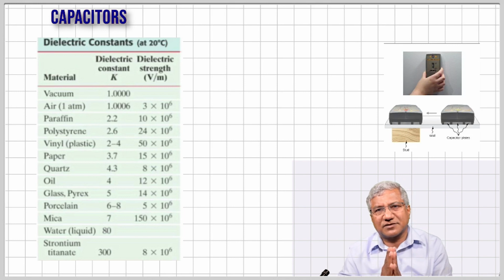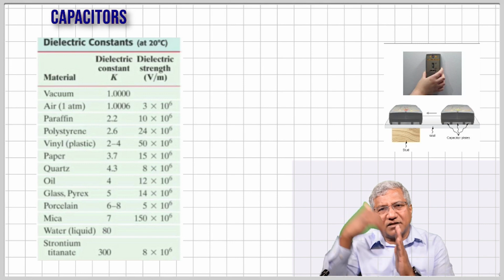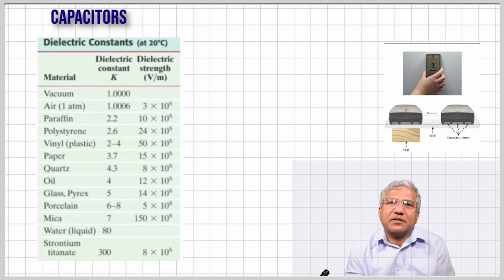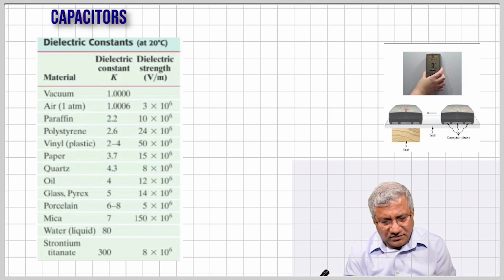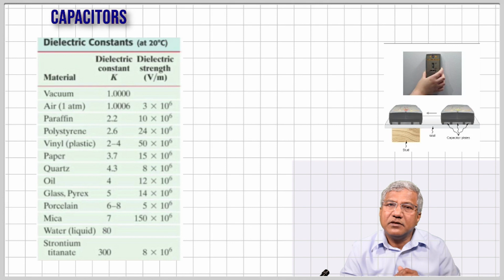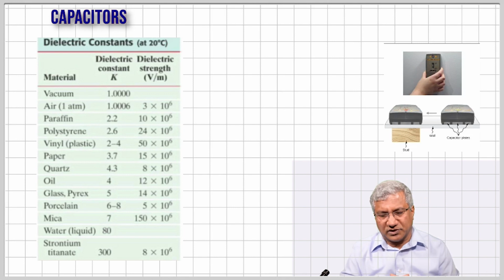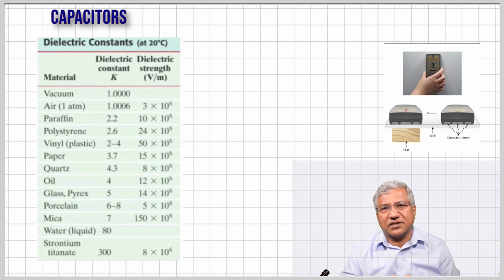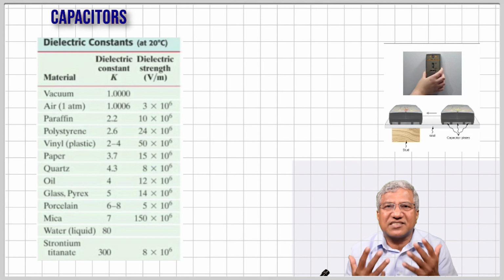Hope that makes sense. So when you insert the dielectric, the capacitance increases to as many times as the dielectric constant. So if you have paraffin, then the capacitance is 2.2 times that with air. If you have mica, it's 7 times that with air. Now, that's not the only advantage of using a dielectric between the plates. You can also see the dielectric strength.